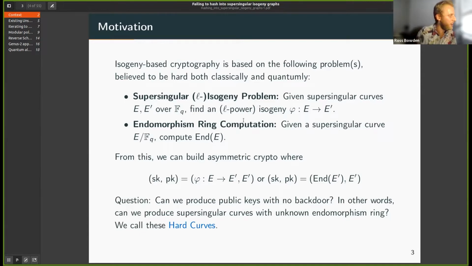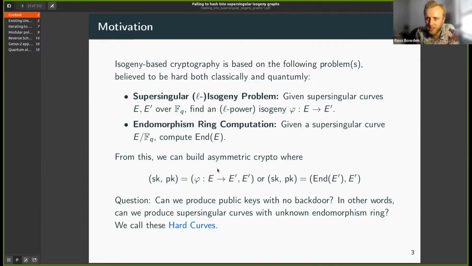Then in this setting, we can build some asymmetric crypto. We said that this supersingular isogeny problem is hard, but going in the other direction is easy, with some technical details. If I give you a starting curve and the description of some isogeny, then computing the codomain can be done efficiently, assuming the degree of this map is smooth. So you can have a secret key, public key setup in this form, where your secret key is some isogeny to a curve, and your public key is that curve.